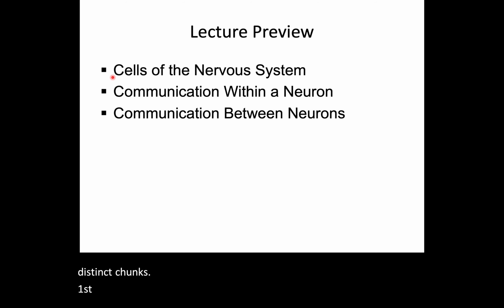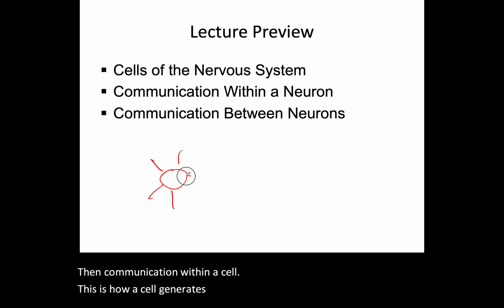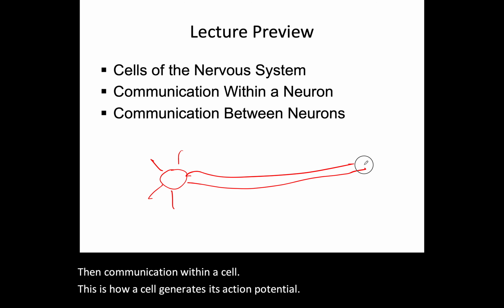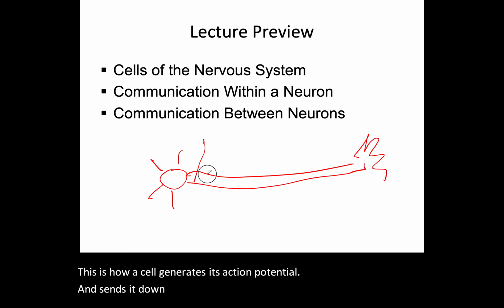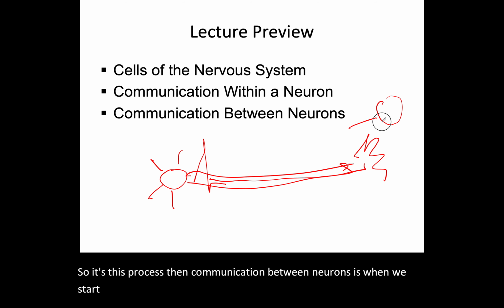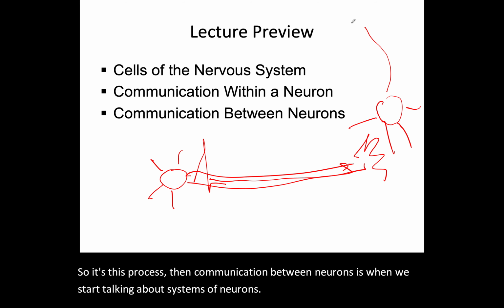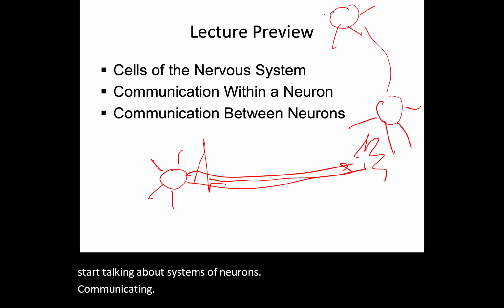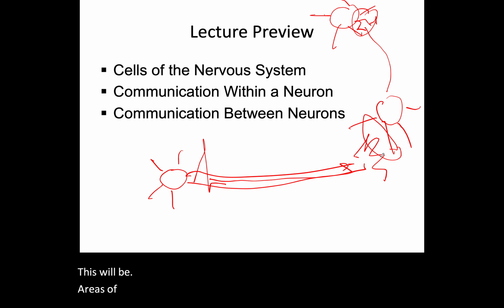First, we'll talk about the cells of the nervous system, then communication within a cell. This is how a cell generates its action potential and sends it down to its own terminal. So it's this process. Then, communication between neurons is when we start talking about systems of neurons communicating with each other. Okay? These will be areas of great concern. The synapse.